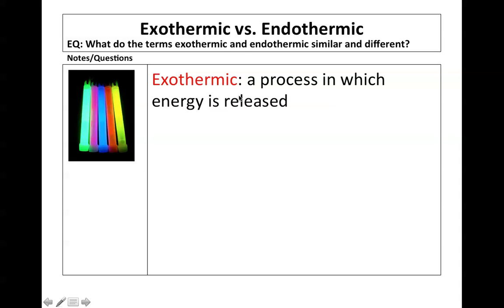Okay, so for example, glow sticks. If you break open a glow stick, you can feel that it's giving off a heat. So glow sticks, fire, basically anything that feels warm in a chemical reaction that's giving off heat, it's releasing heat, heat is exiting, that is an exothermic process.